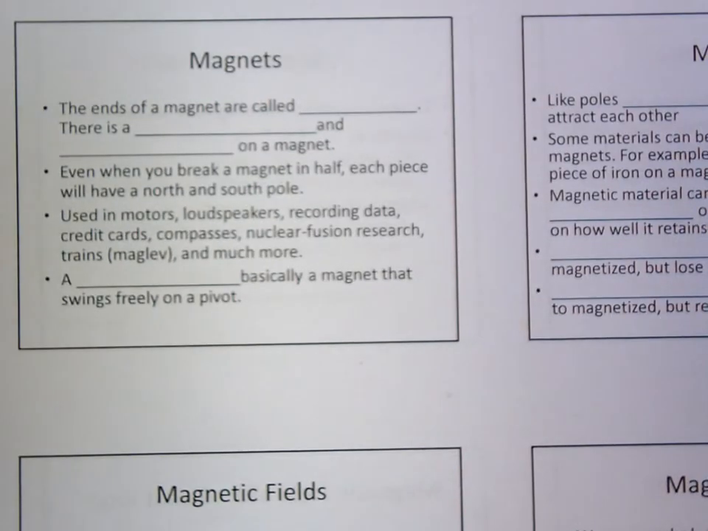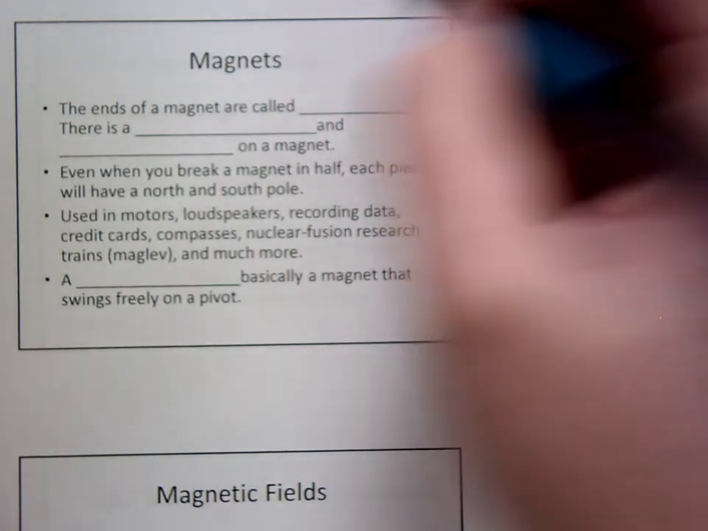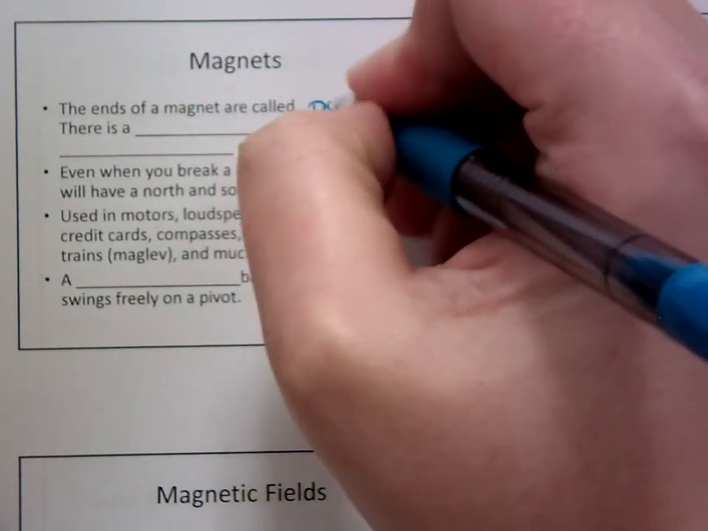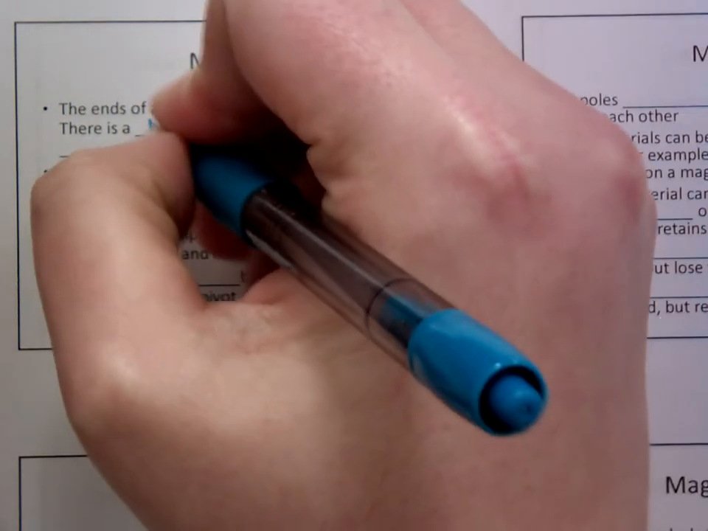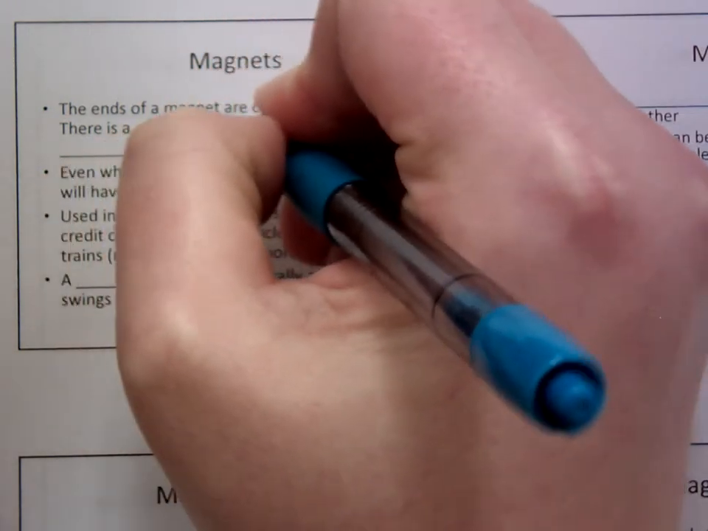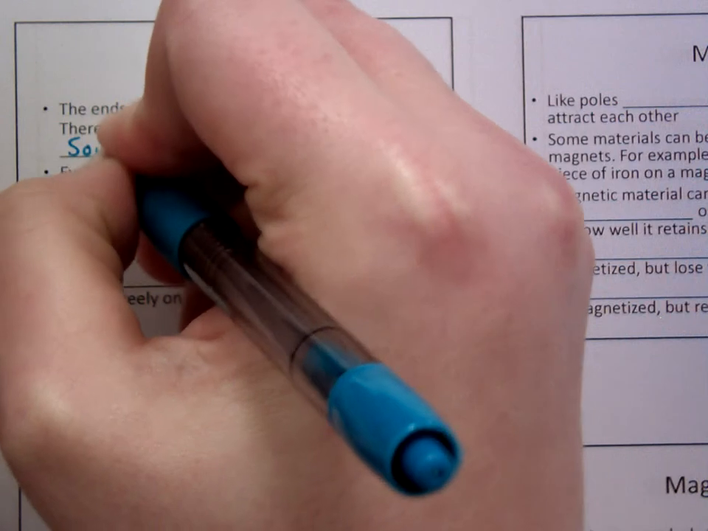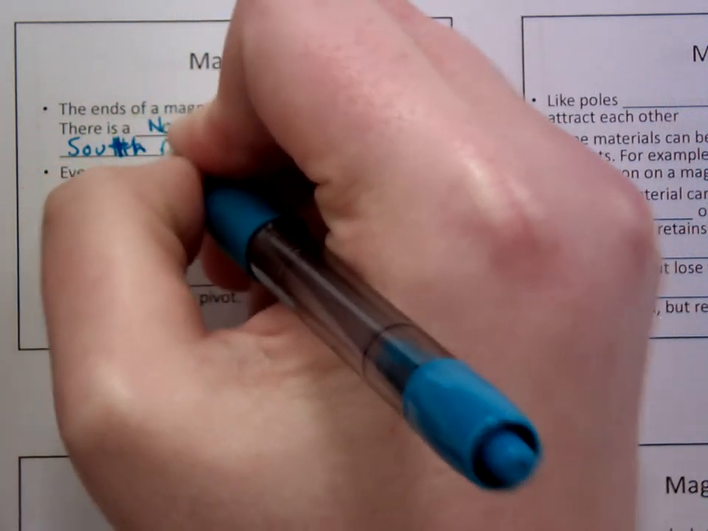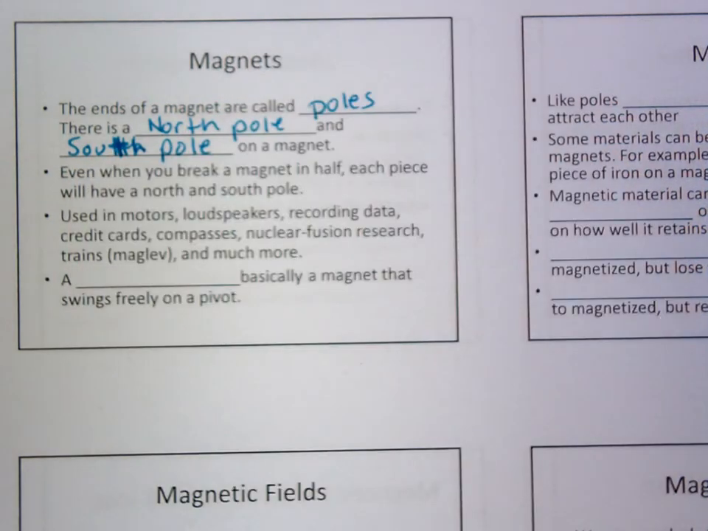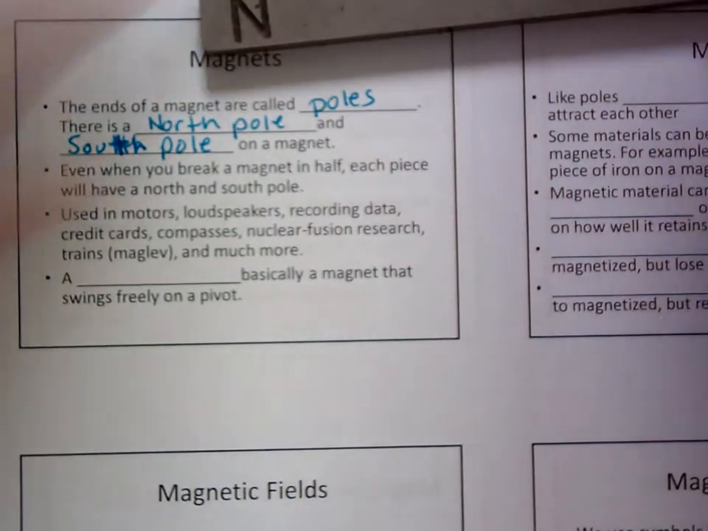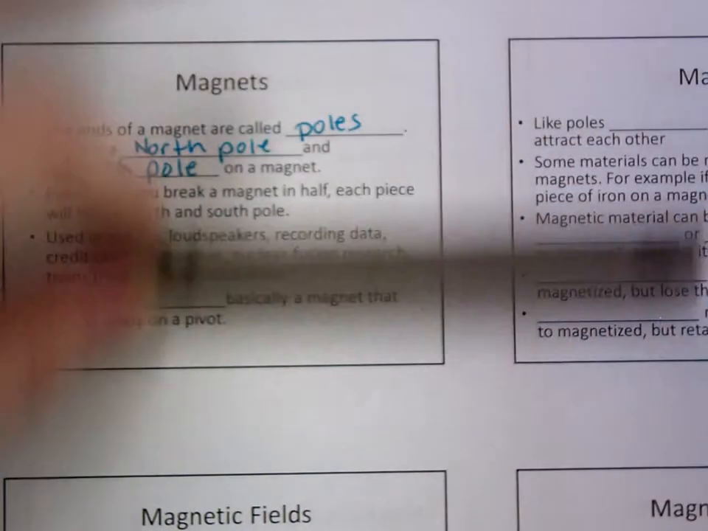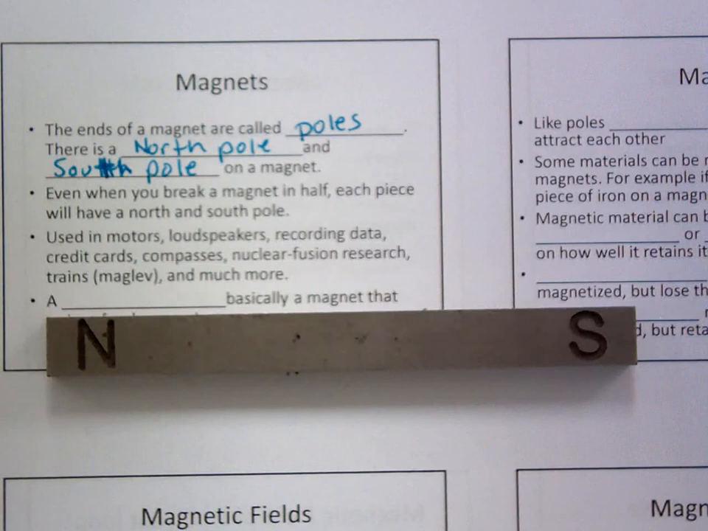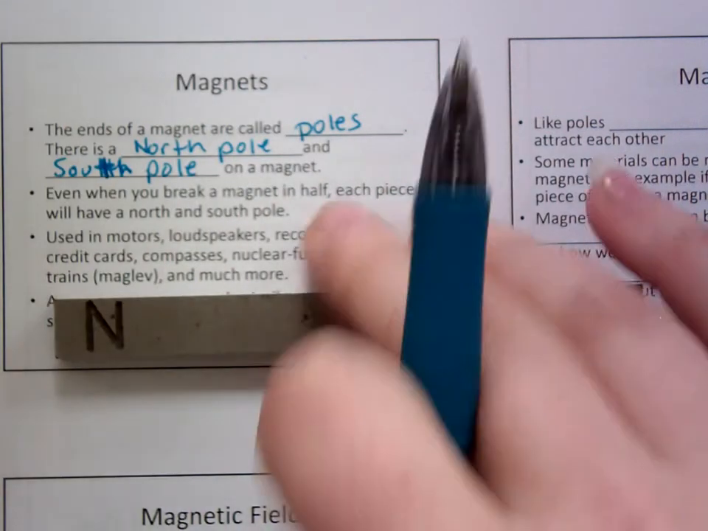Now, some things we know about magnets. There are two ends on a magnet called poles. And there is a north pole and a south pole on every magnet. Most of the time they are marked N or S. Sometimes though they just have a dot. It just kind of depends on what kind of magnet you're looking at.